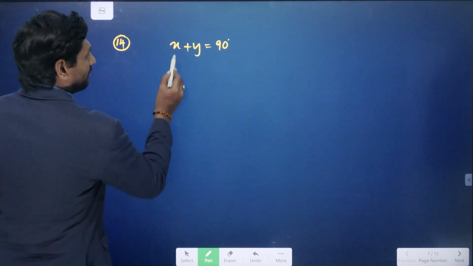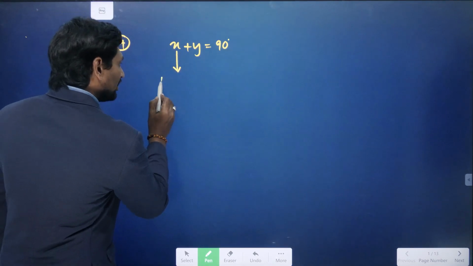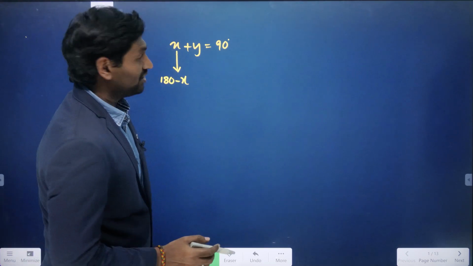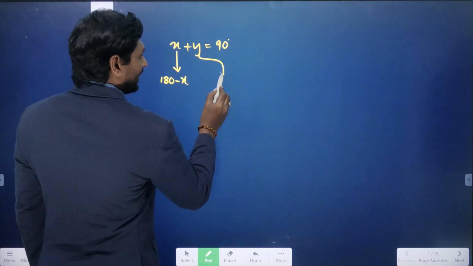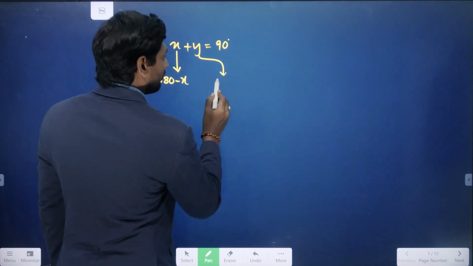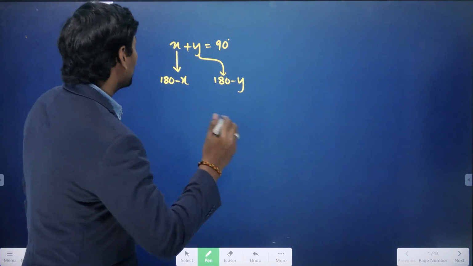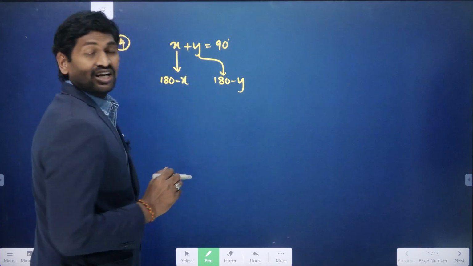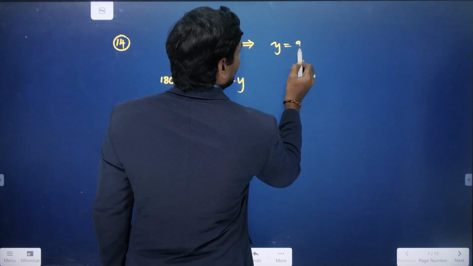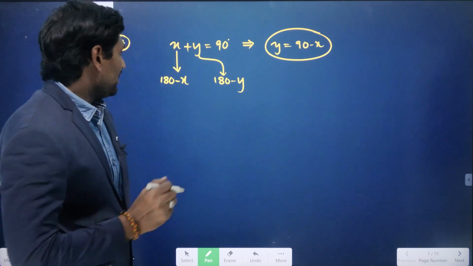Now I am taking the supplementary angles separately. The supplementary angle of x is 180 minus x. In the same way, the supplementary angle of y is 180 minus y. And we already know that x and y are complementary angles, which means we can write y equals 90 minus x.